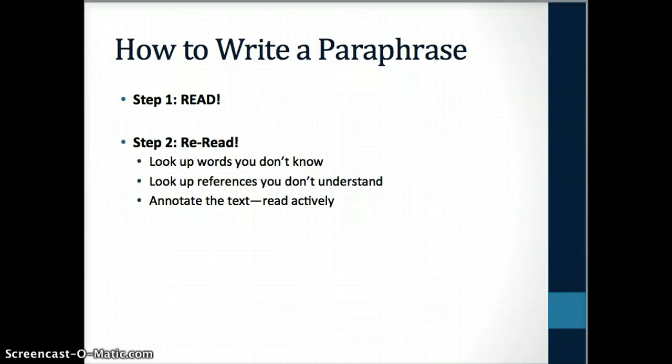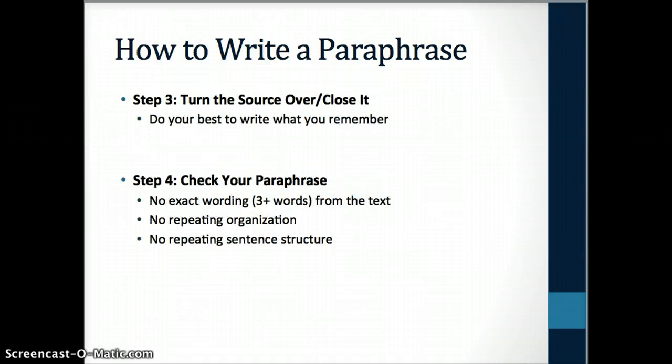You're taking notes or you're annotating, because that's going to help you remember the text better. And you need to remember the text better because when you write a paraphrase, step 3 is to turn the source over or close it. Basically, you don't want to look at the source as you're writing your paraphrase. One of the biggest mistakes students make that tends to turn into plagiarism is when they pull too much from a source and they don't really mean to. This happens because oftentimes as we're reading, the wording sounds so natural and so good that it's hard to figure out how we'd say it better.